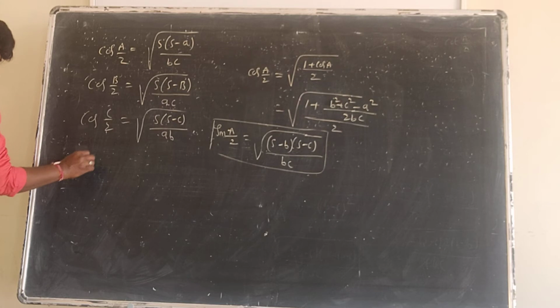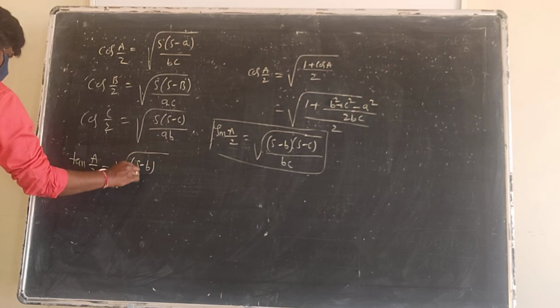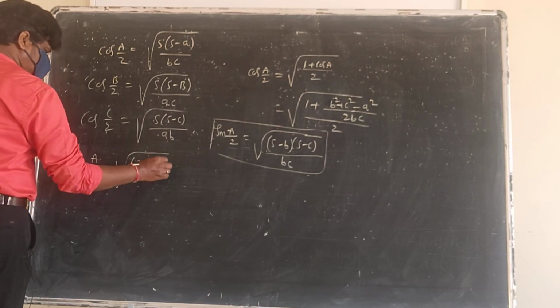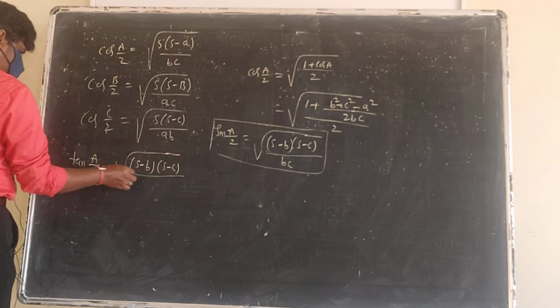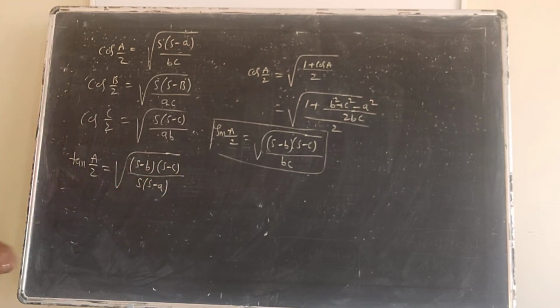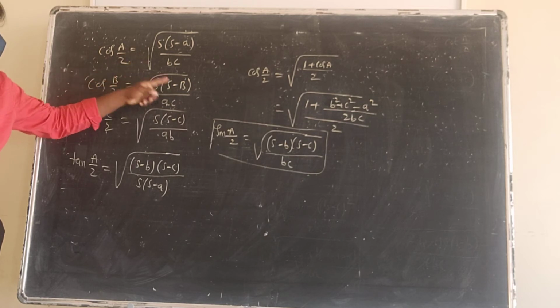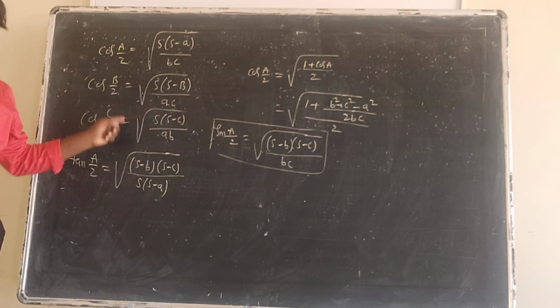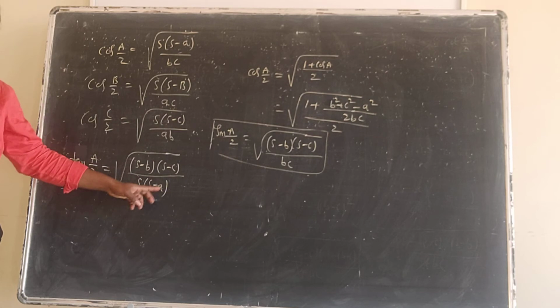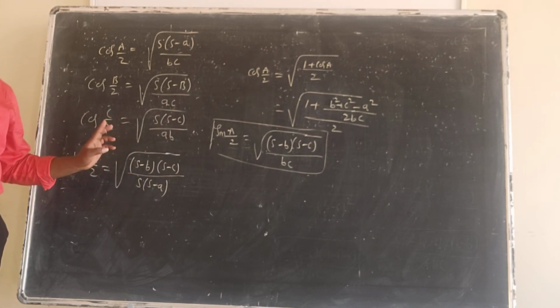The tan half angle formula: tan A by 2 is the square root of S minus B into S minus C divided by S into S minus A. How do you get it? Tan A by 2 is nothing but sin A by 2 by cos A by 2. Substitute in these formulas, cancel out, the square root under will cancel out. Last you will get this.